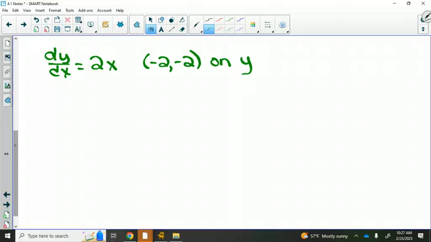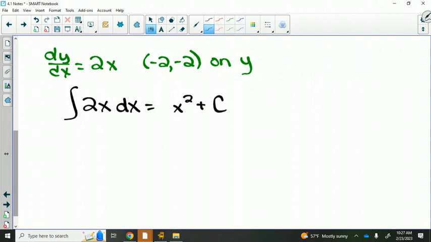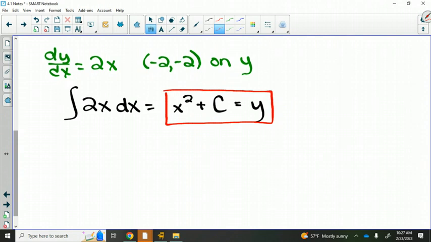Okay, we will integrate our derivative. So the integral of 2x dx, what is that antiderivative? x squared. And we'll put our plus c. So this is our original. So this is what y equals. Okay, we're going to take that general solution and we are going to plug in this point. So for x, we're going to plug in a negative 2, and for y, we're going to plug in a negative 2.